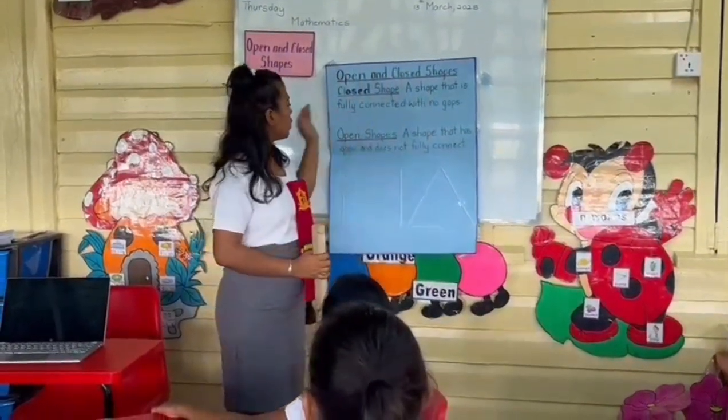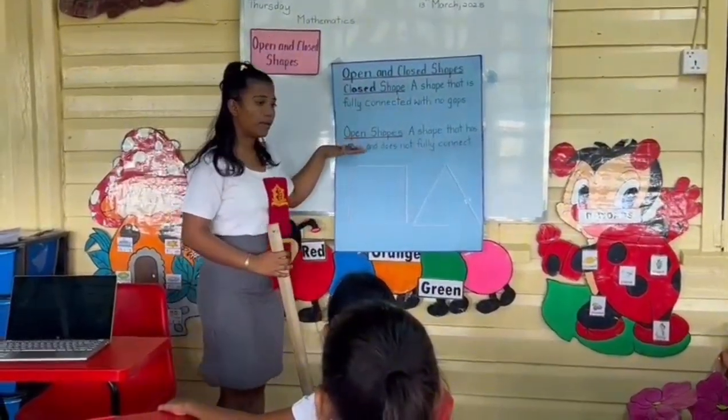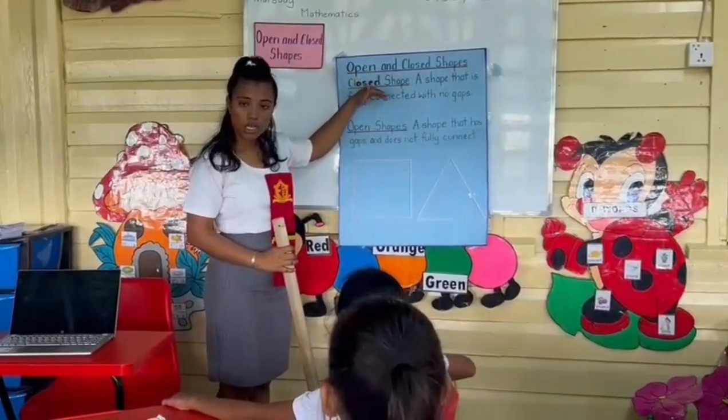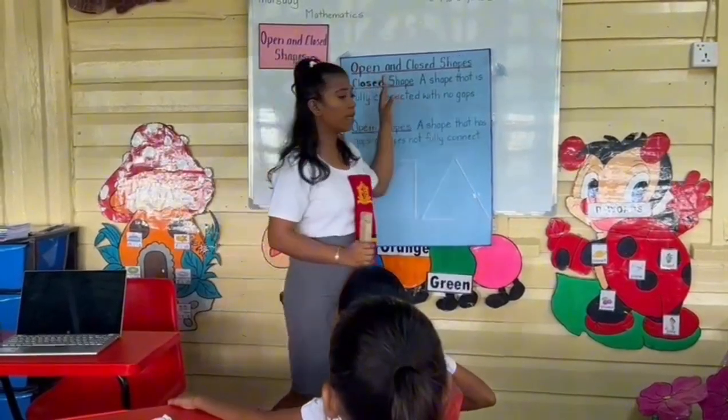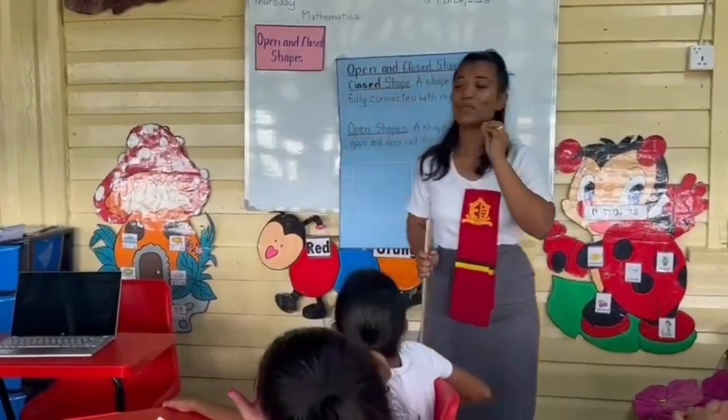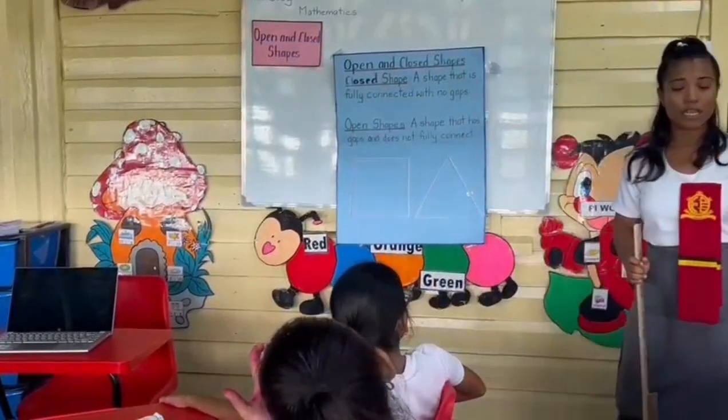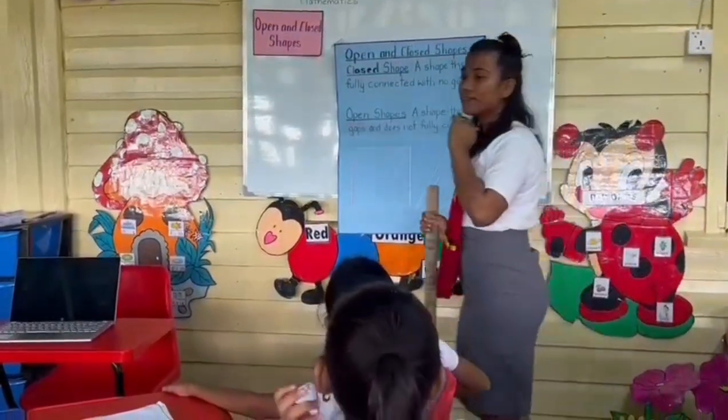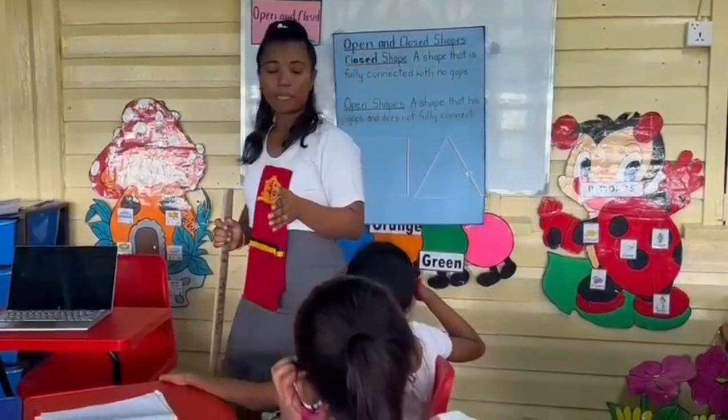Good. So what we can say here is that the open shape is the opposite of the closed shape. While the open shape has gaps, the closed shape does not have gaps. Right? Good.